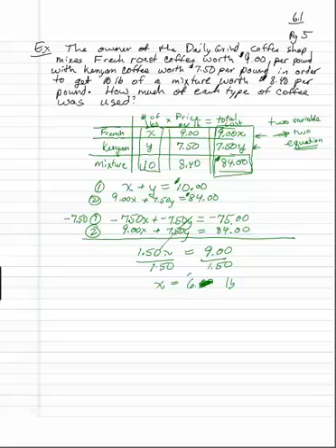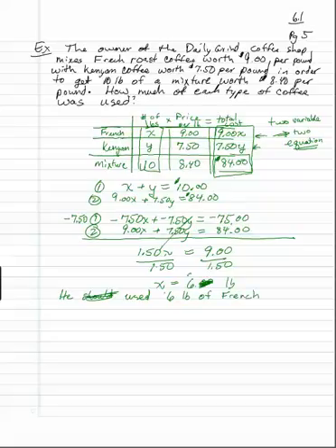So we need to answer the question, which is how much of each type of coffee should be used. He needs to mix how much of each type of coffee. Okay, so he used 6 pounds of French roast. Oh, I haven't finished solving it, because now I need to know Kenyan.